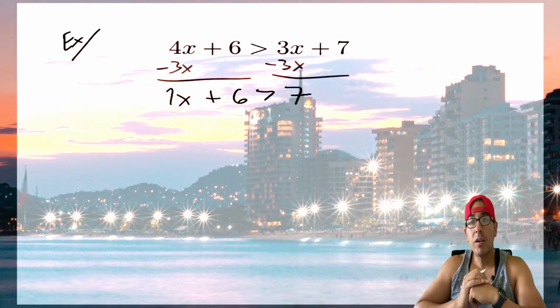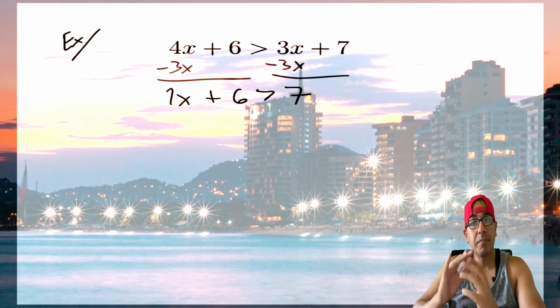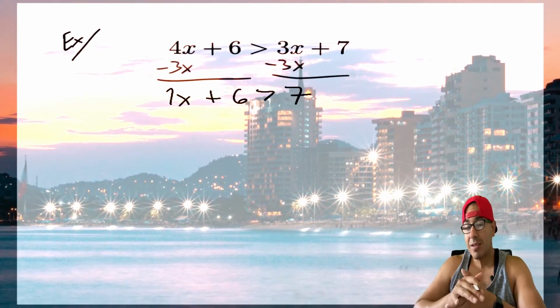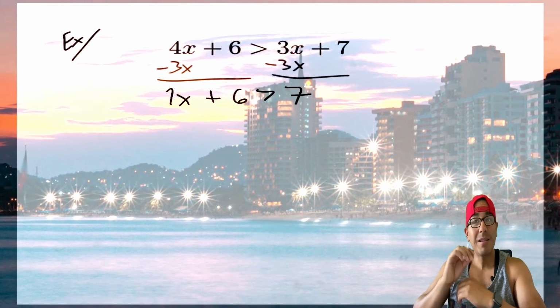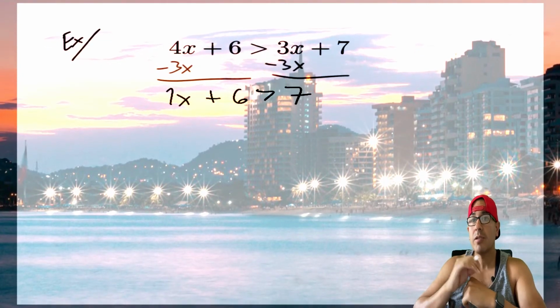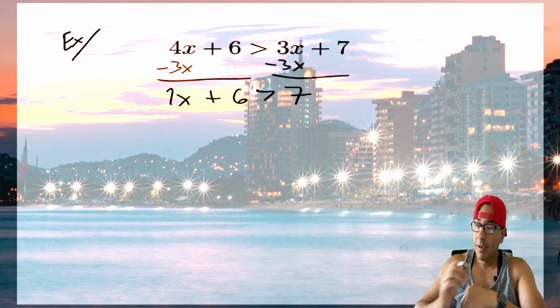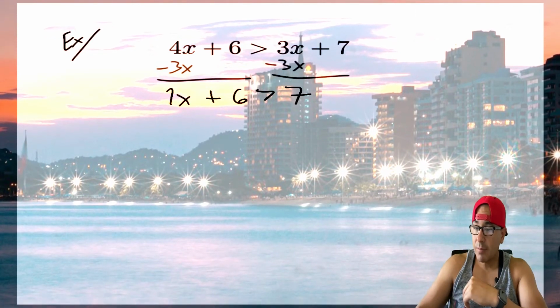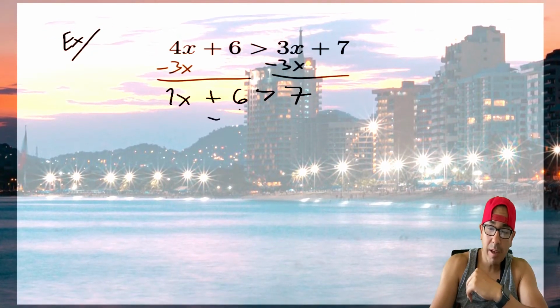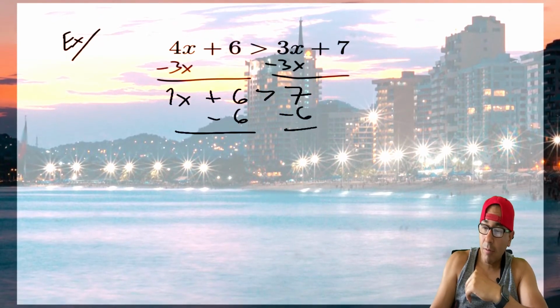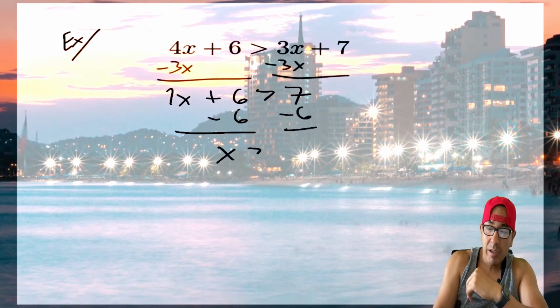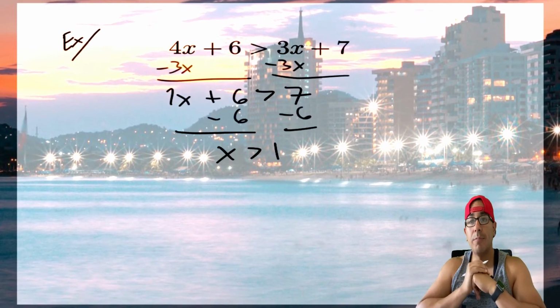Some of you are going to want to do multiple things at a time, and that's great. I just tell my students, let's do one at a time, because it's easy to make little mistakes. So I just focus on one thing at a time. All right, so now we're solving for x. Let's move that 6 over to the other side. It's minus 6 on both sides. So now we see that x is strictly greater than 1.